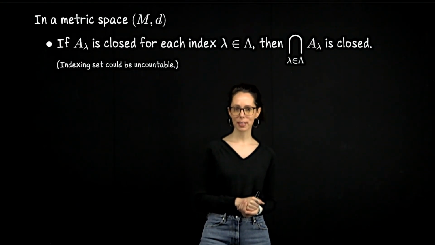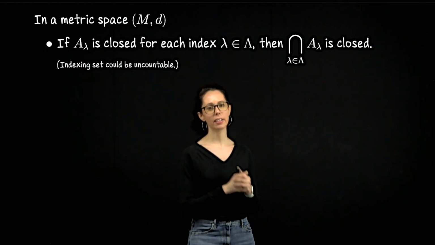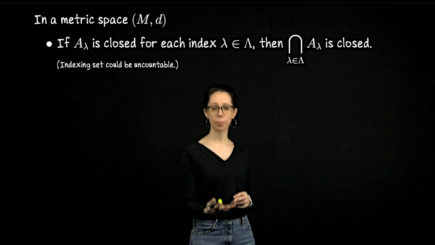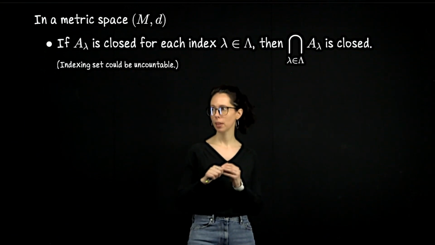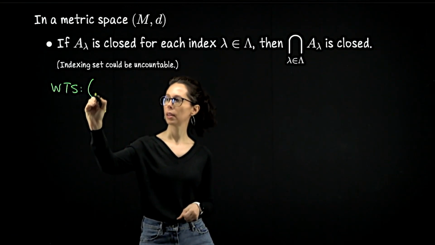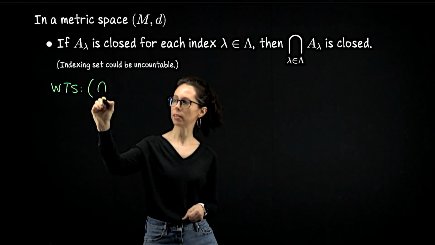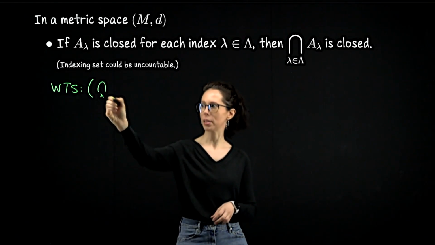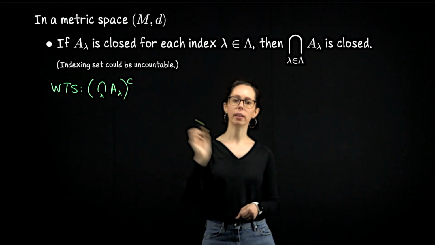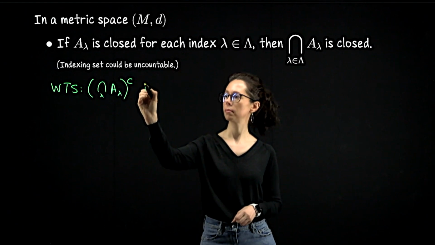All right, to prove the second statement that any kind of intersection of closed sets is closed, I want to show that the complement of such an intersection is open. So let me write that down. Want to show that if I take this intersection, and I'll just write subscript lambda there, and assess the complement, I find that that's an open set.